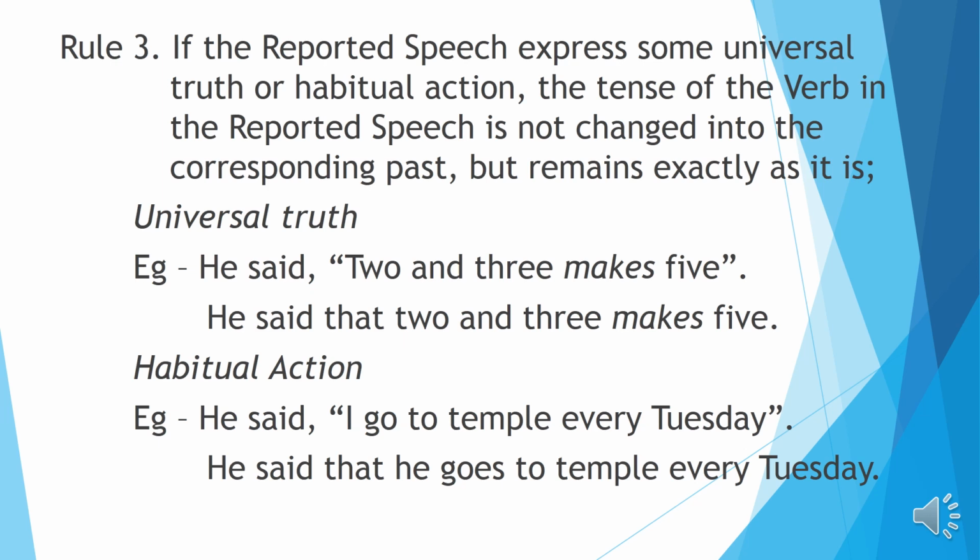How do we write? Number 1, universal truth. He said, "2 and 3 makes 5." This is actually a universal truth. You cannot change the fact. So how do we write? He said that 2 and 3 makes 5. So we do not change the tense, we just change the inverted commas: instead of using inverted commas, we use the word that.